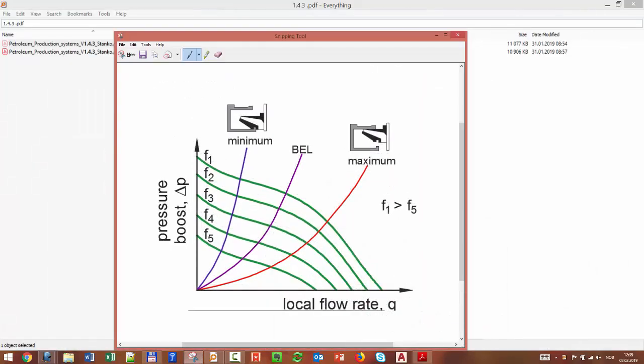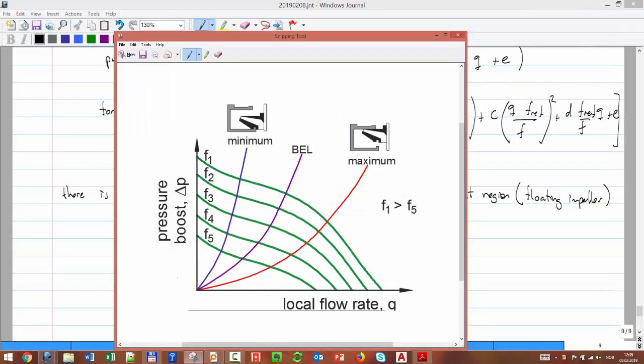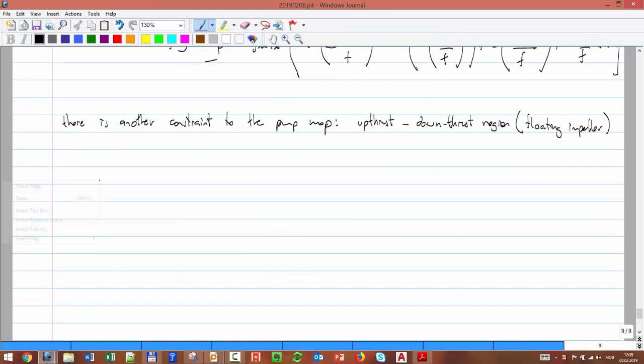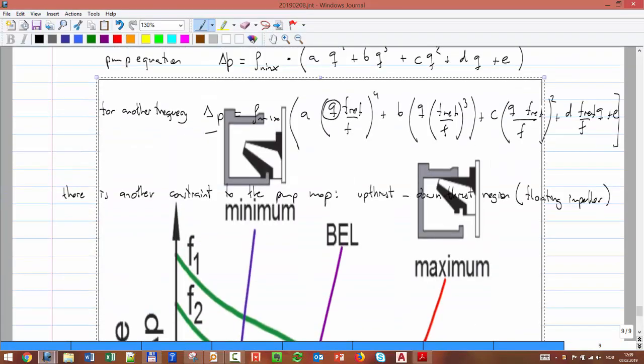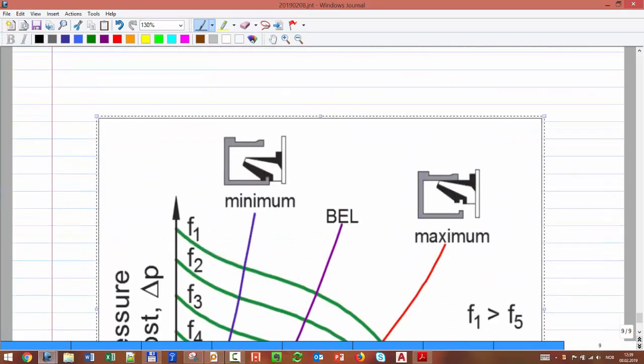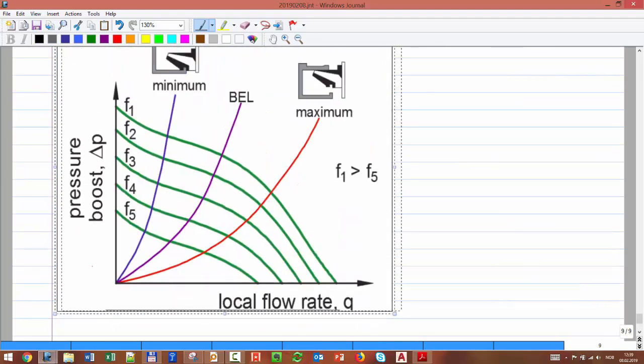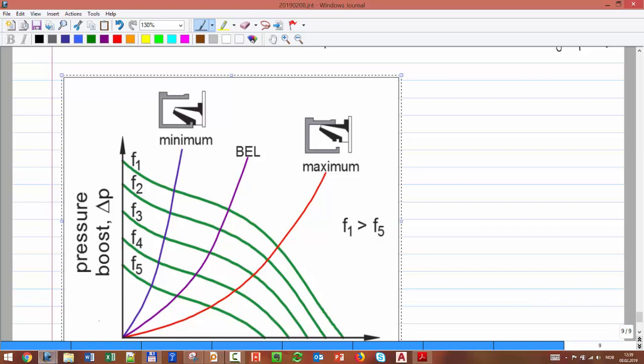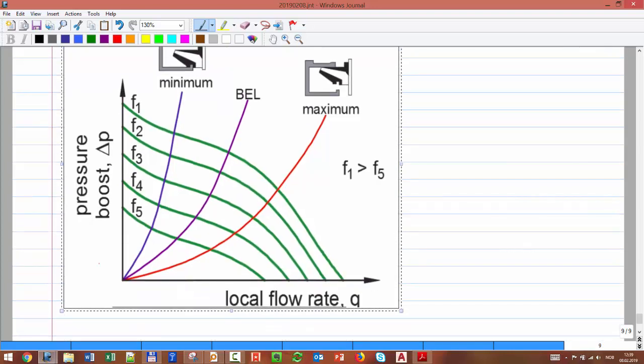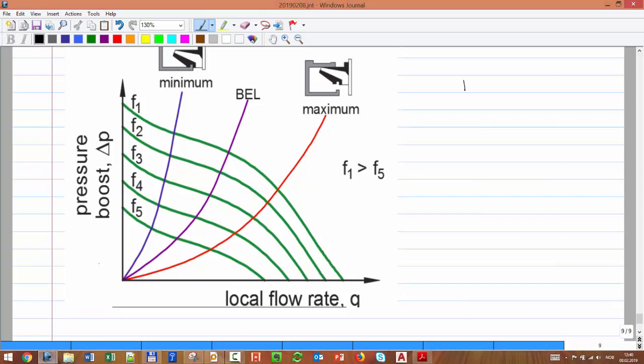Okay, so for the same reason that I mentioned before, that's the same, right? The same curve of the pump for different frequencies. And here's something I didn't mention, this hydraulic efficiency you had in the power. The power is delta P times Q divided by eta H.